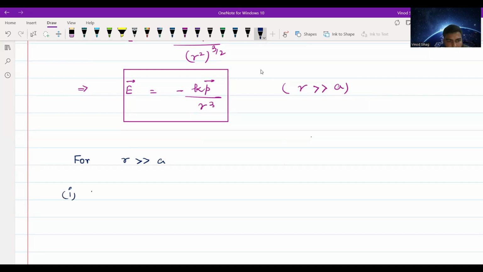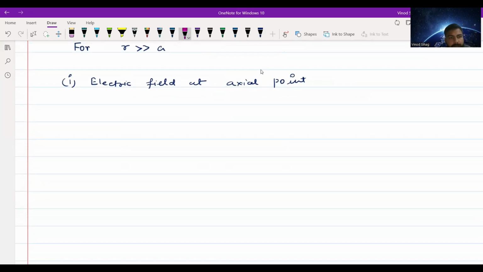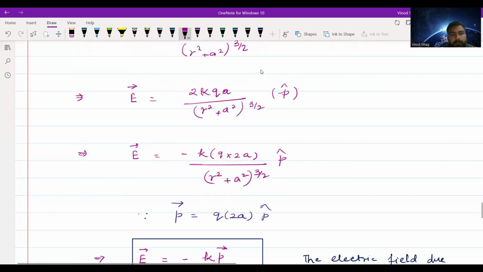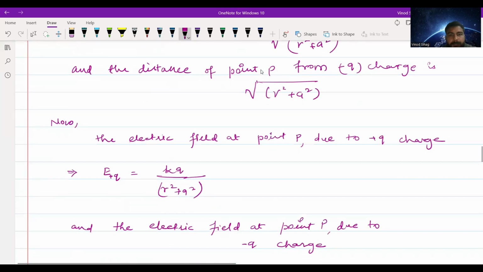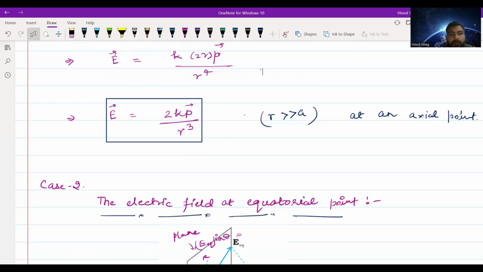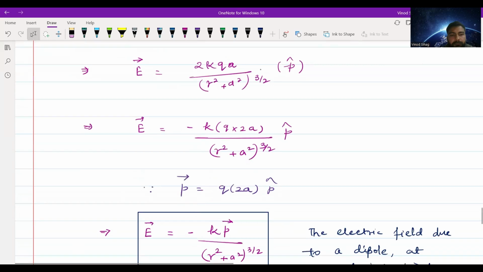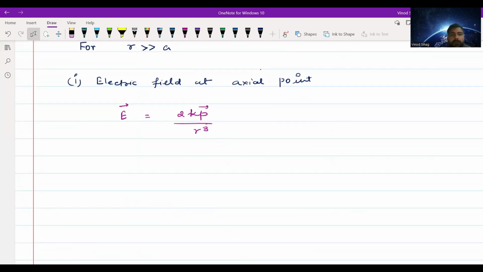फर्स्ट, इलेक्ट्रिक फील्ड एट एक्सियल पॉइंट कितना है? As we know that it is 2 kp वेक्टर अपॉन आर क्यूब. We can go back and see कितना आया था. It is 2 kp वेक्टर अपॉन आर क्यूब. ठीक है. And in the suffix form we can write it as axial also. It is axial.